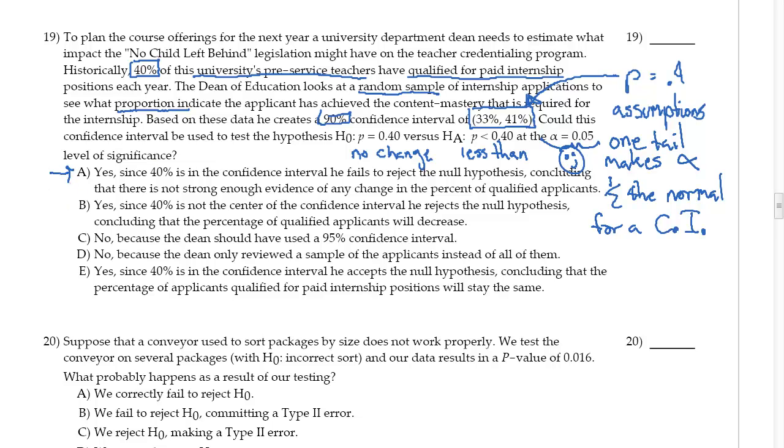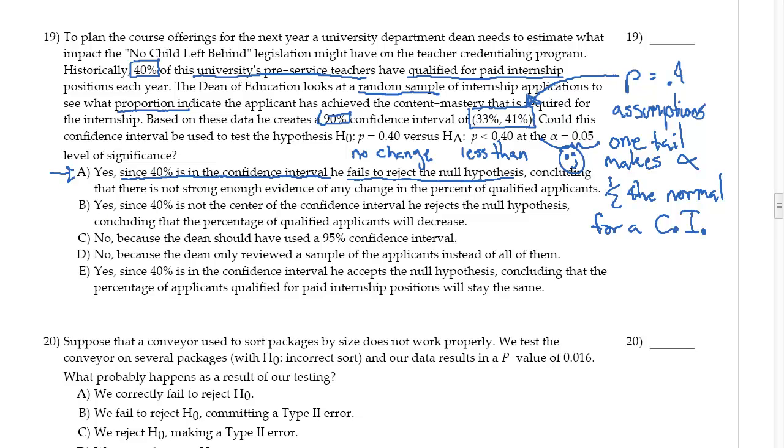And so now, as I look at A, obviously yes, because we've met all the criteria. Since 40% is in the confidence interval, he fails to reject the null hypothesis. So we do want to fail to reject because 40 is in the confidence interval. So this one's making me the most happy.